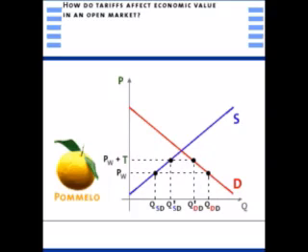The quantity of imported pomelos shrinks from this large volume of trade at the world price to a small volume of trade when the tariff is imposed. What happens to the economic value in this market? What are the consequences of this tariff on consumer surplus, producer surplus, and total economic value? Well, let's look. Remember that consumer surplus before was the entire area above the world price and below the demand price. Can you identify total consumer surplus after the tariff is imposed?